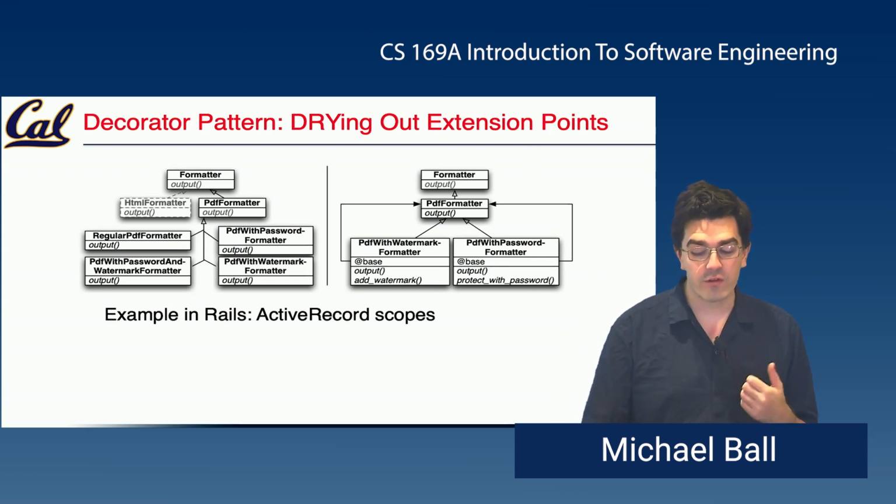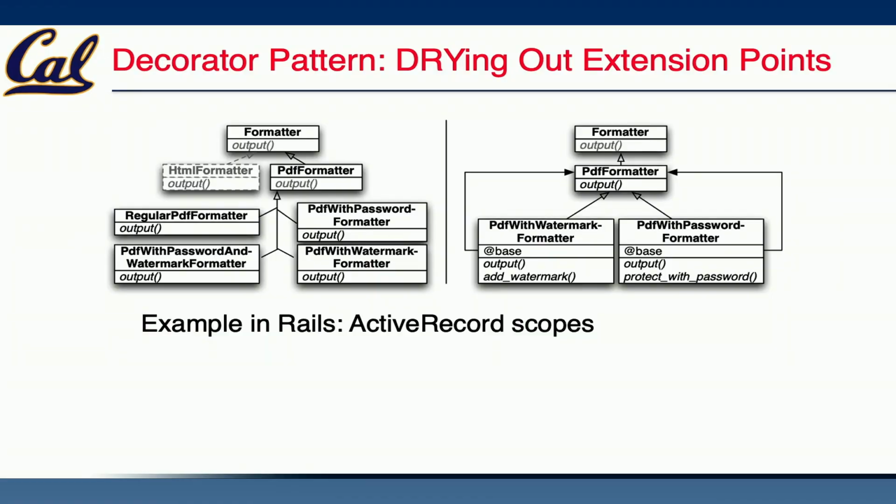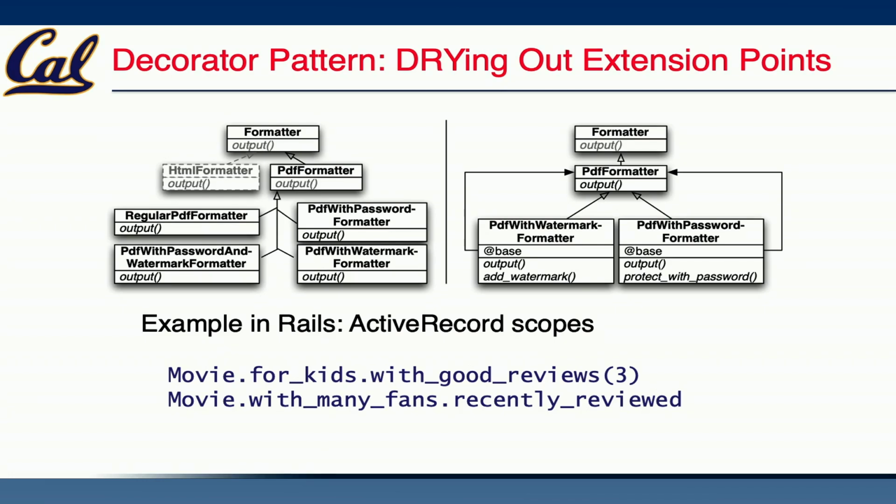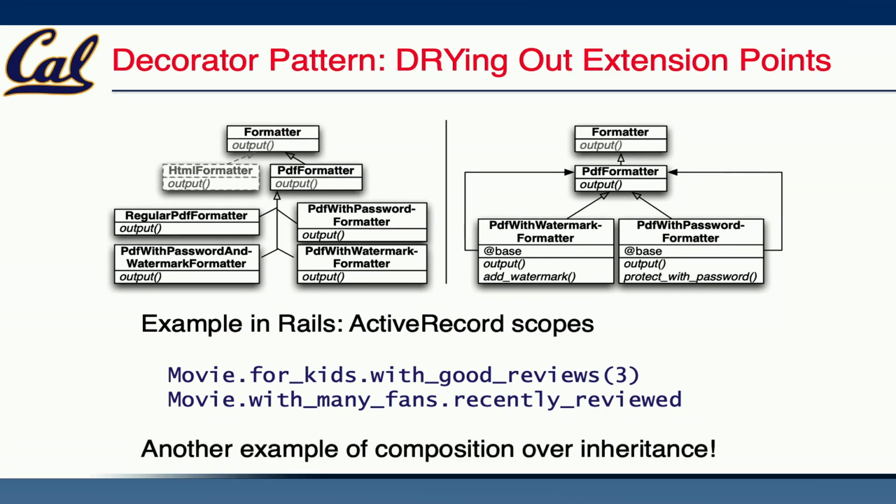extract some functionality. In Rails, this also comes through with Active Record scopes. Scopes allow us to share queries without needing to re-implement them on a model. If we wanted to say movies for kids with good reviews, we can chain scopes together. We could have movies with many fans. Scopes and decorators allow us to basically define an interface where we can add methods as we need without having to adapt our entire model. And the nice thing here is that because scopes implement a consistent API, we can chain and combine many small methods without having to implement a unique method for every single combination of queries. Once again, this is composing small classes over inheritance.